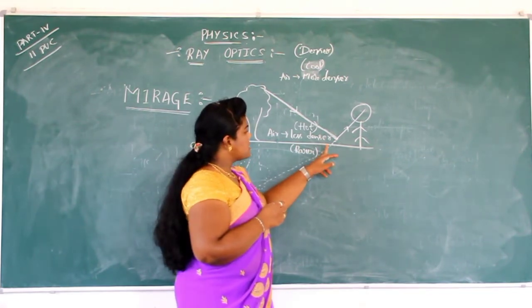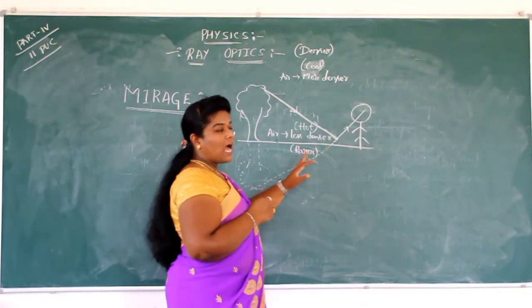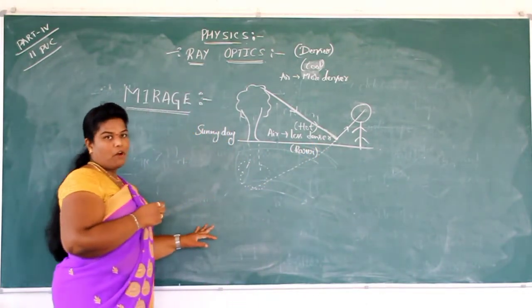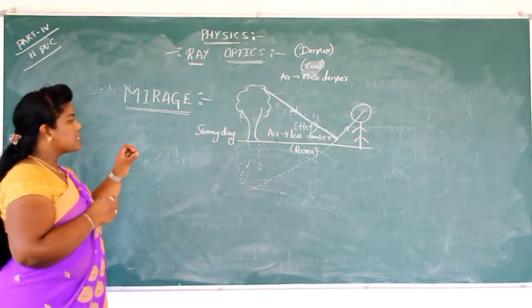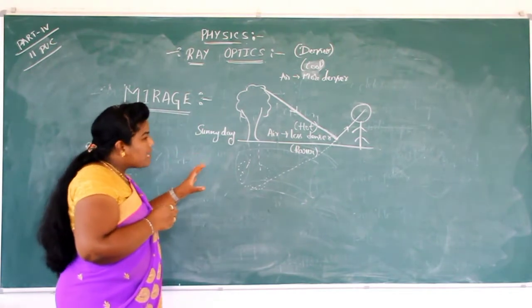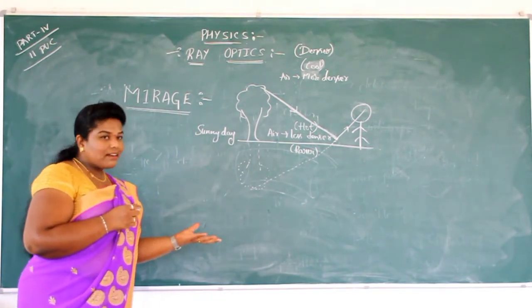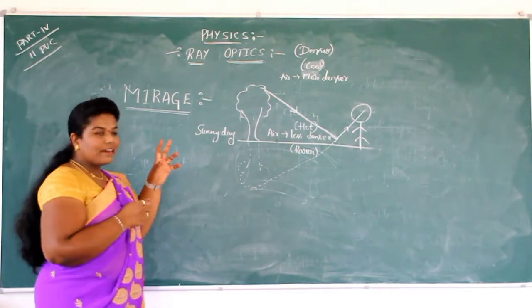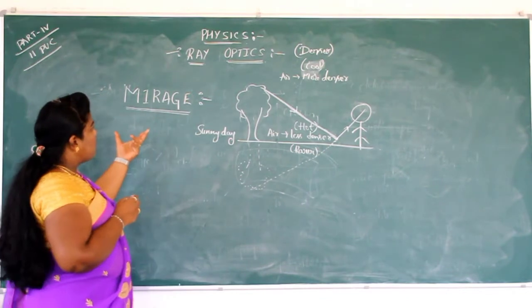So as well as the sand has been reflected in this way, the sand appears in the form of a pool. And for an observer, the tree appears inverted, and the image of the tree is inside the pool. Why is this? This is exactly due to total internal reflection, and this kind of illusion is called a mirage.